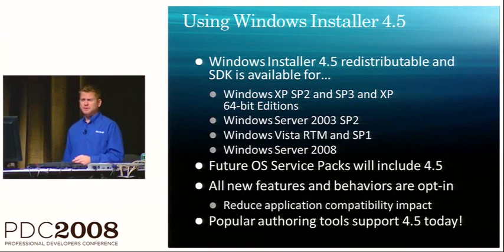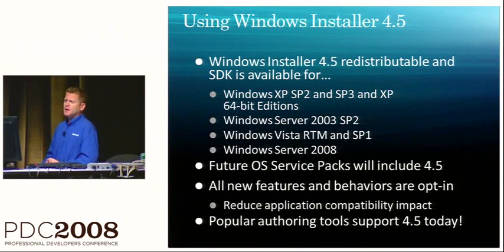So let's say you want to use Windows Installer 4.5. How do you go about that? I mentioned it's available as a redistributable. It's on the Microsoft Download Center. Both the redistributable and the SDK are separately available on the Download Center, so you don't have to download the whole Windows SDK to get the Windows Installer SDK. I know that's a popular decision with a whole lot of people, and we're going to try to keep that moving forward. But essentially, it's available for Windows XP SP2 and SP3, and also the 64-bit editions.